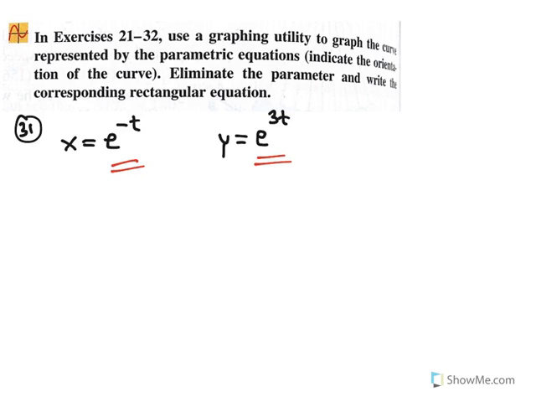In both of them, you have e to some power. So you have e to the -t, which is equal to x, and e to the 3t, which is equal to y. So here's what we're going to do. We're going to rewrite the parametric equation for y using a property of exponents. So if you have (e to the t) to the 3rd, you have the power of a power. And when you have the power of a power, you multiply the exponents. t times 3 will give you 3t.